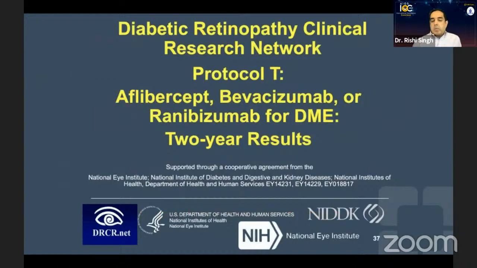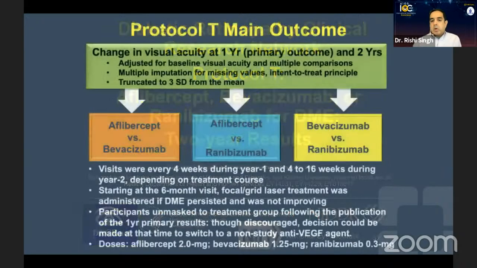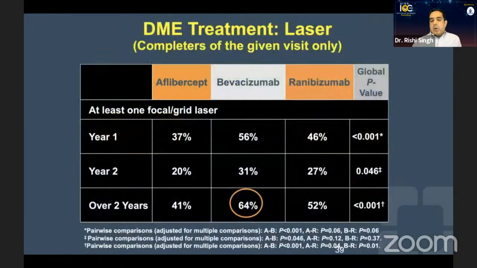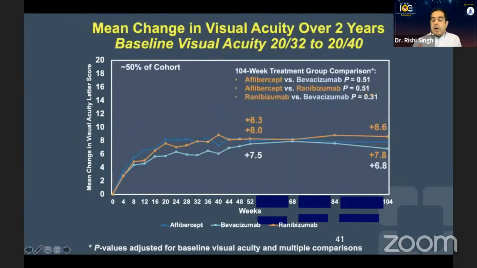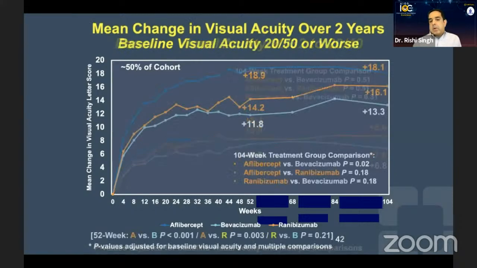I'll just quickly walk you through Protocol T, and I think it's important to show you some findings from this study. Protocol T compared patients with aflibercept, bevacizumab, and ranibizumab on a head-to-head basis. But what they did essentially was found that aflibercept was superior in many fashions along the primary endpoint, showing you the improvement in visual acuity, but also with secondary endpoints as well. Obviously, if vision is 20/40 or better, that fell off. And so all the drugs were essentially equivalent in practice.